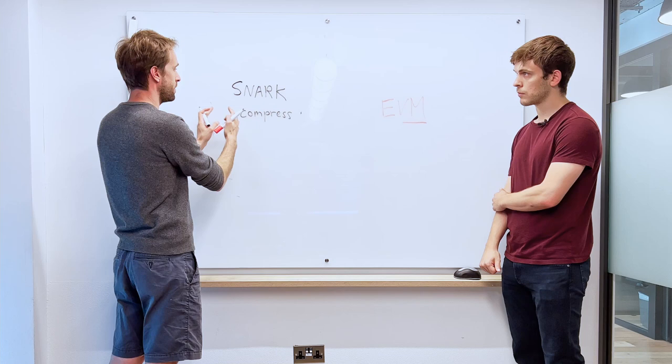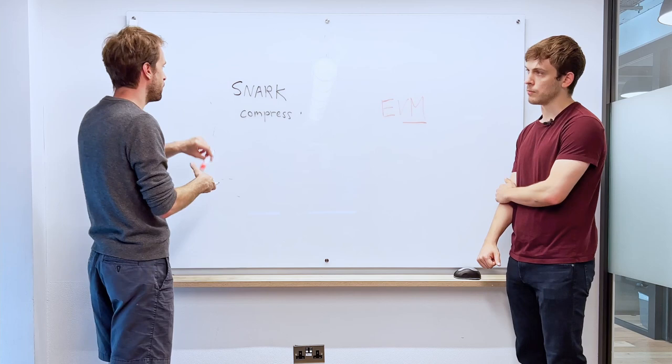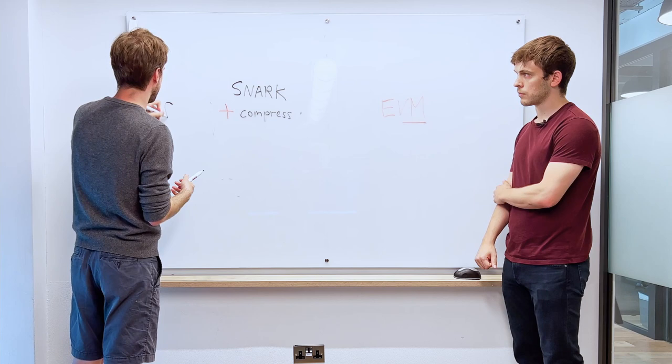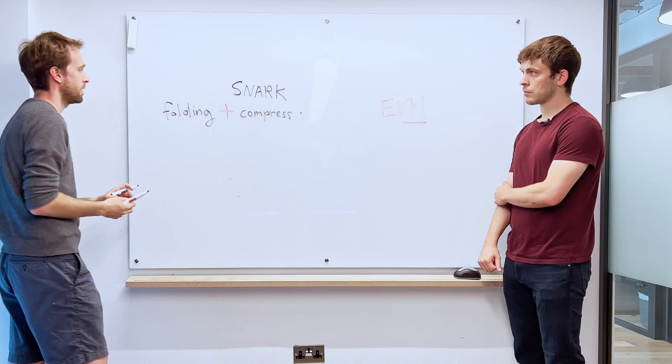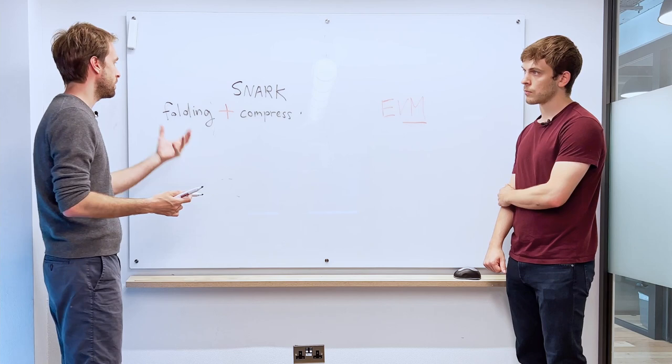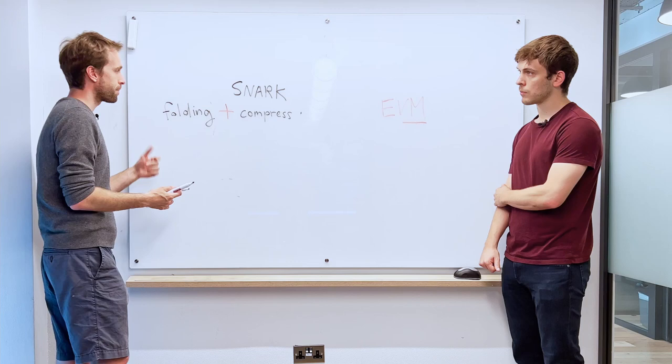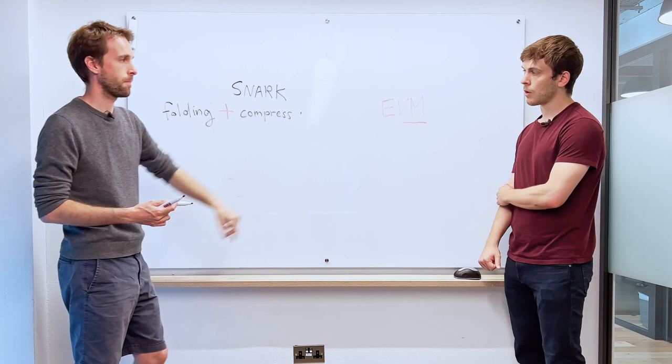And so what you have is basically a hybrid system where you combine the compression with something else, which is the folding. And this folding stage dramatically reduces the amount of work that you have to do in this compression stage. And so really you get the best of both worlds. On the one hand, you get extremely fast proving, or should I say folding. And on the other hand, the output of the compression is a very small and succinct proof. Yeah, so this is sort of our approach.